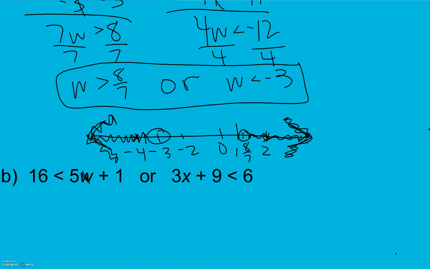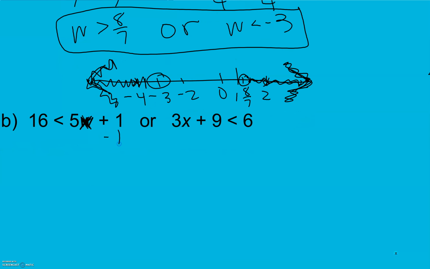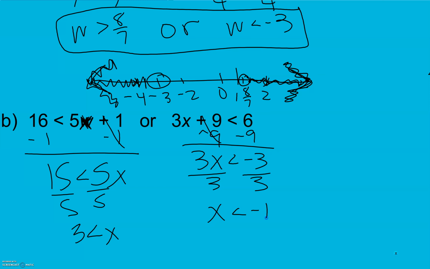Here I'm going to change these so that they're both the same variable. That's my bad. So they're both x's. And solve. So 3 is less than x. Again, add or subtract first. Then multiply or divide to get that x by itself. And it's an or.